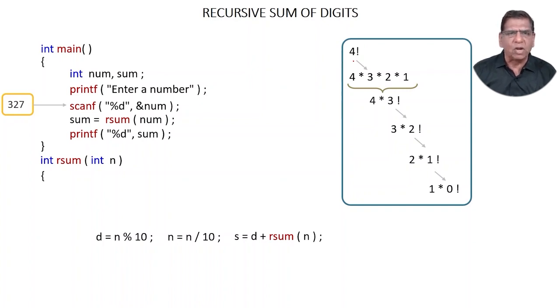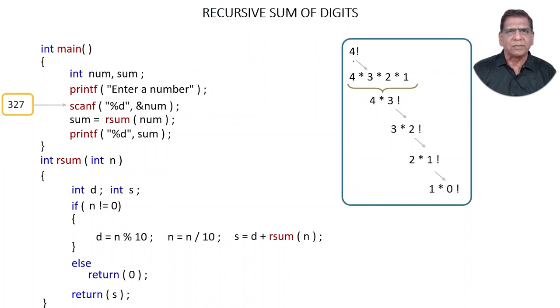The moment I make this call to rsum, do we agree that we have now fallen into an infinite loop? So we need to break out of it. To do that, we'll subject this call to a condition saying if n is not equal to 0, then only do this. Otherwise, else, do what? If n is 0, then return a 0. Because sum of digits of 0 is nothing but 0. And finally do a return s. Then put the closing brace, do define the variable d, also define s. That is how I can obtain recursive sum of digits of 327.